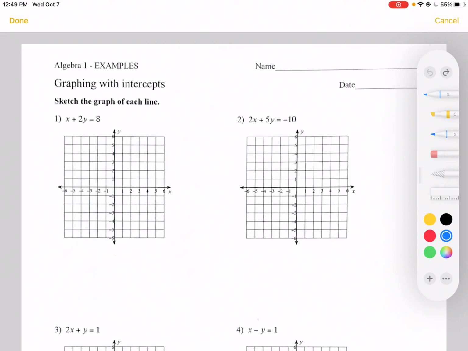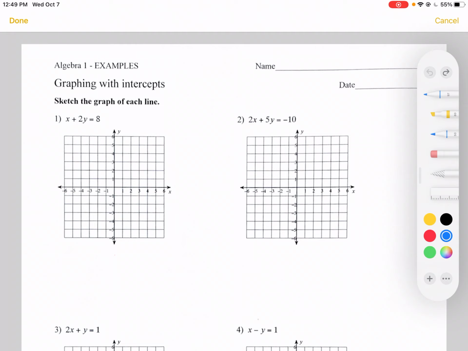Today's lesson is on graphing lines using your x and y intercepts. We've talked about y-intercepts in the past. It's where the line crosses the y-axis. So the x-intercept is the same thing. We're going to look at where the line crosses the x-axis in that case.